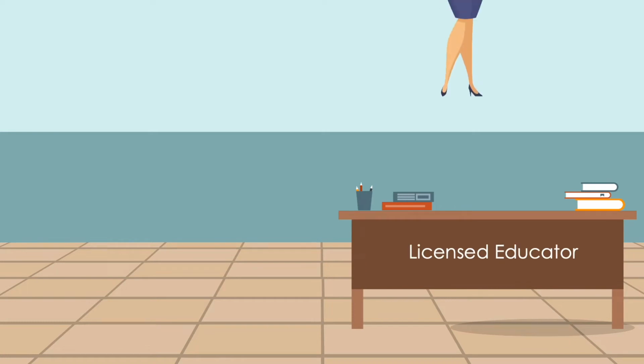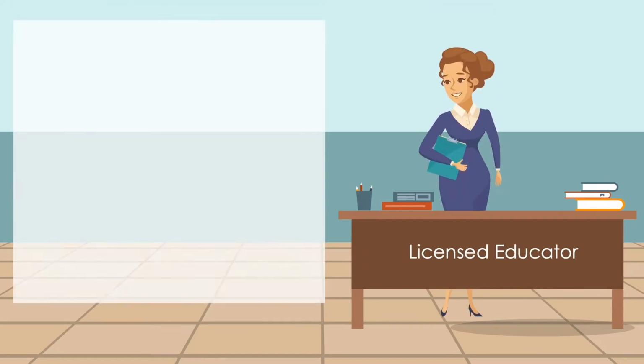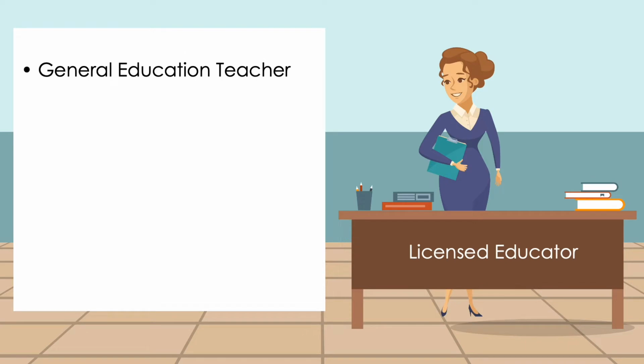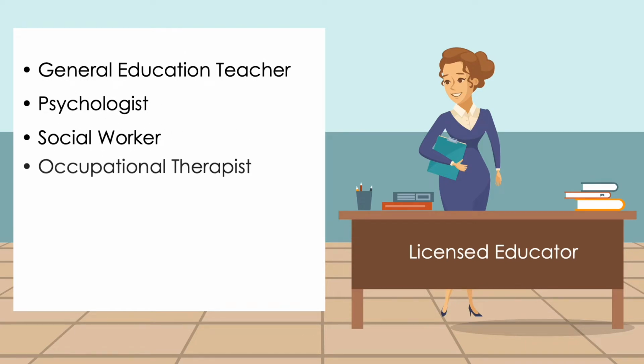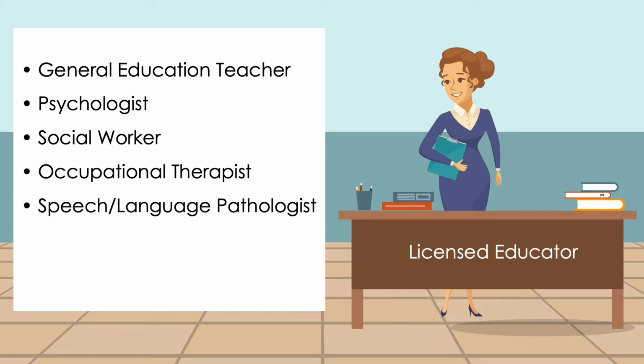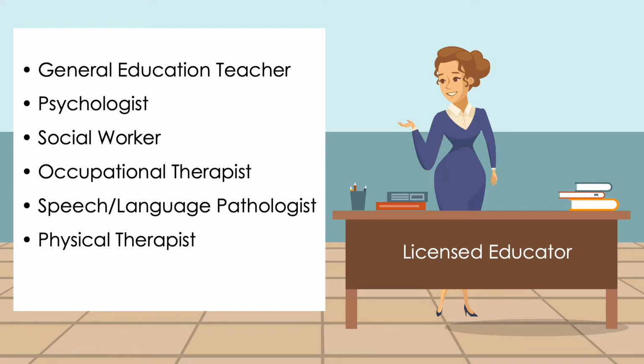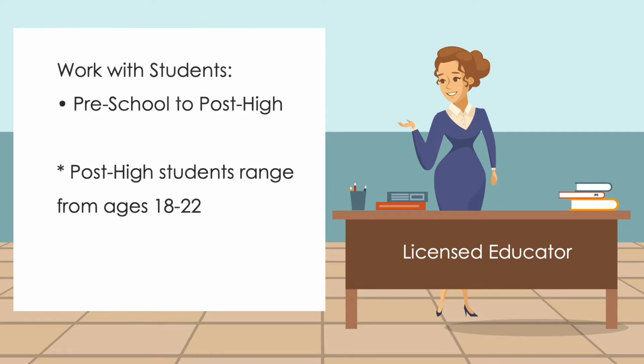Direct supervision will always be provided to a paraeducator by a licensed educator. This may include a general education teacher, a psychologist, a social worker, an occupational therapist, a speech and language pathologist, or a physical therapist. They can be assigned to work with students in any grade level, from preschool to post-high. Post-high students range from ages 18 to 22 and receive special education services.